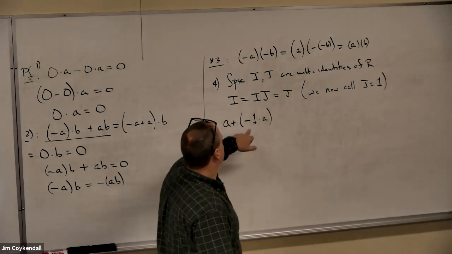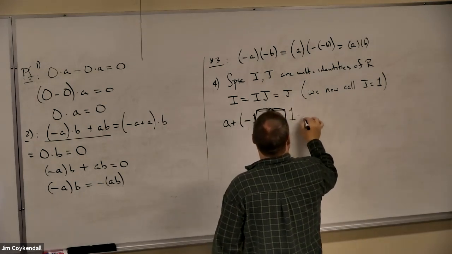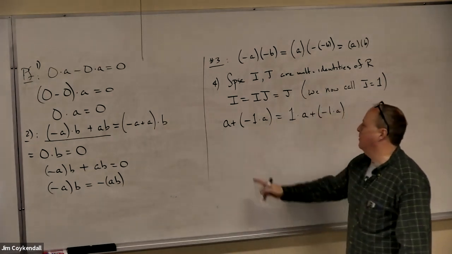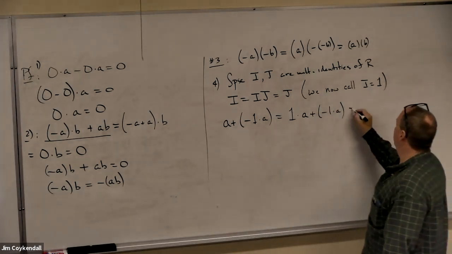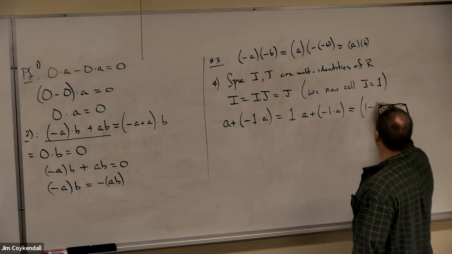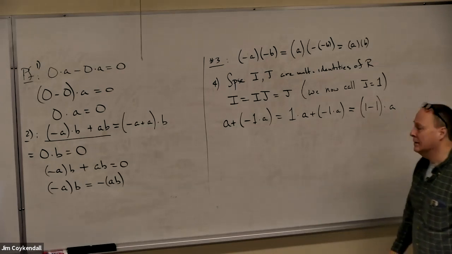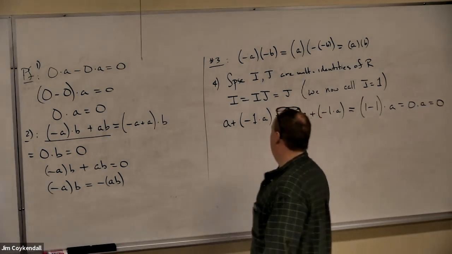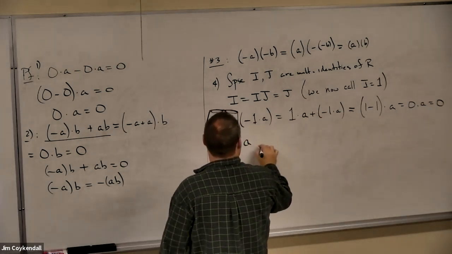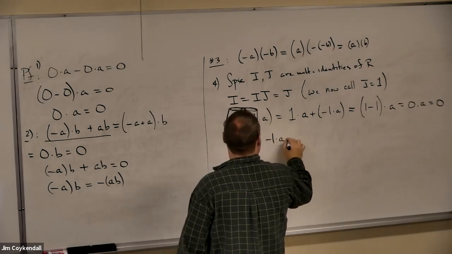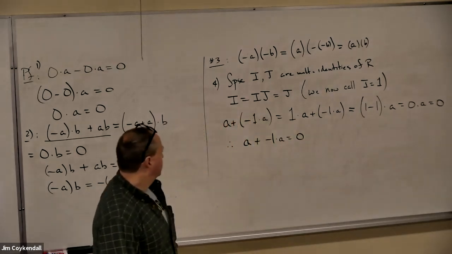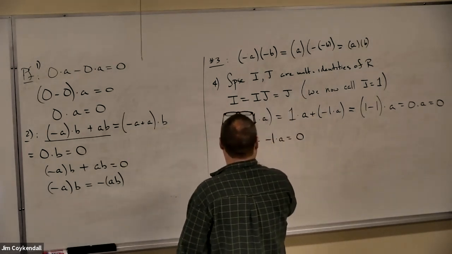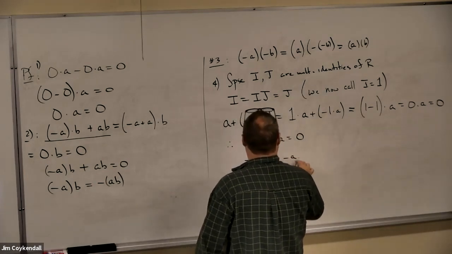If you look at A plus this, this is 1 times A plus minus 1 times A, because A is the same thing as 1 times A. And this is, pulling the A out, 1 minus 1 times A. And this again is 0. Therefore, A plus minus 1 times A is 0. And taking this over to the other side, I get minus 1 times A is negative A.